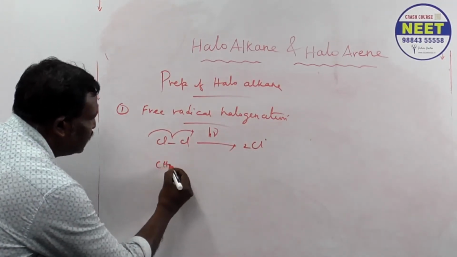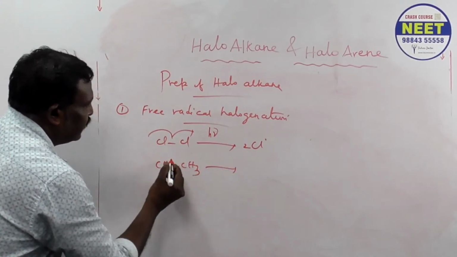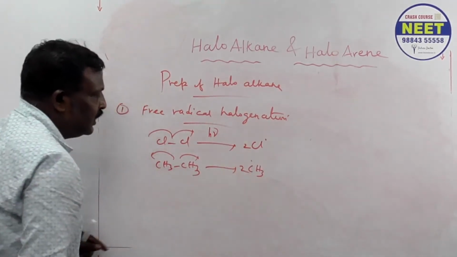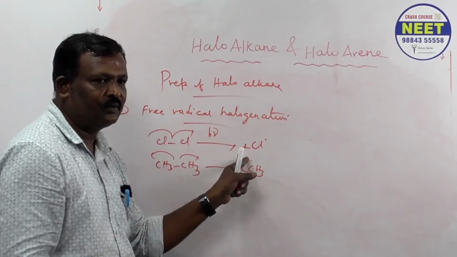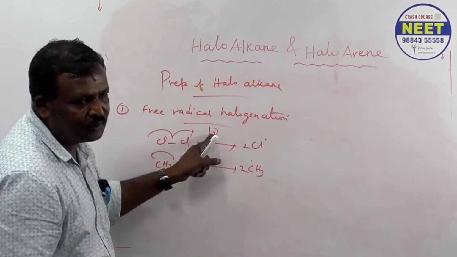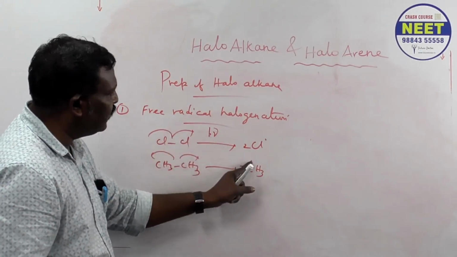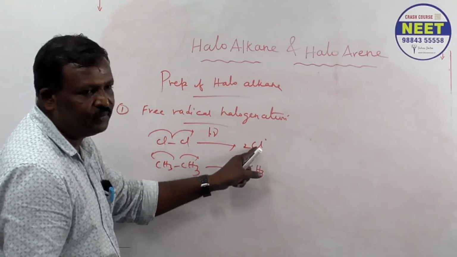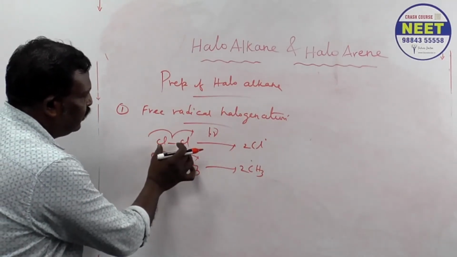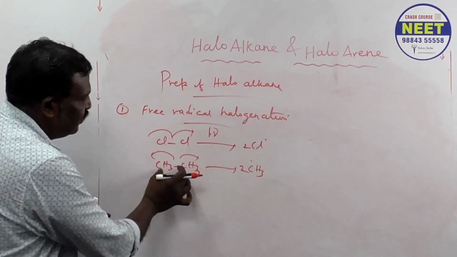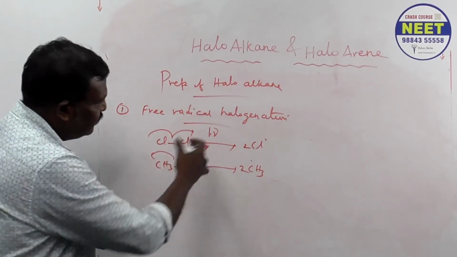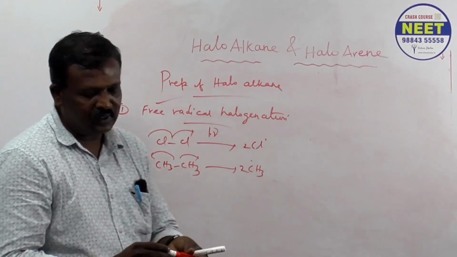Suppose CH3. Tell me. This bond will break, so CH3 dot, 2 times. Any dot you can call a free radical. The free radical is obtained when the bond breaks due to light energy. So we put a dot. It's a methyl free radical. This is called the chlorine free radical. Understood? So mostly the bond is broken between two similar elements. Here the bond breaks between C and C, and here between Cl and Cl. That time only we are getting free radicals. Understood?